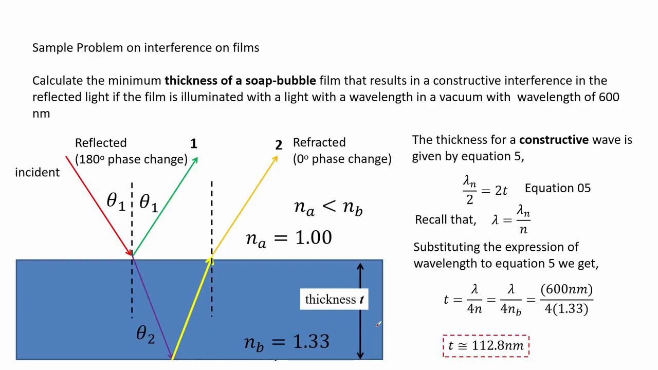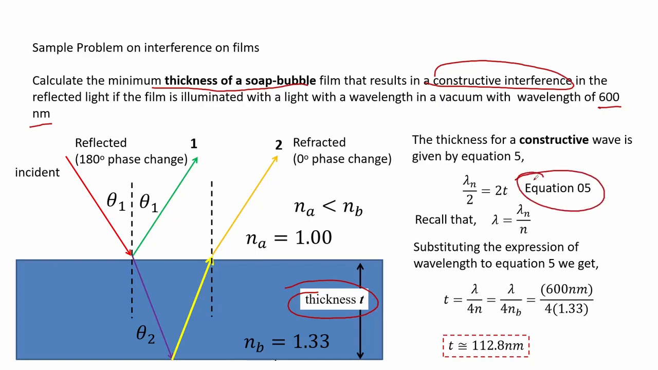Here we have a sample problem on interference on films. Calculate the minimum thickness of a soap bubble film that results in a constructive interference in the reflected light if the film is illuminated with a light with a wavelength in a vacuum of 600 nanometers. The thickness for a constructive wave is given by equation 5.